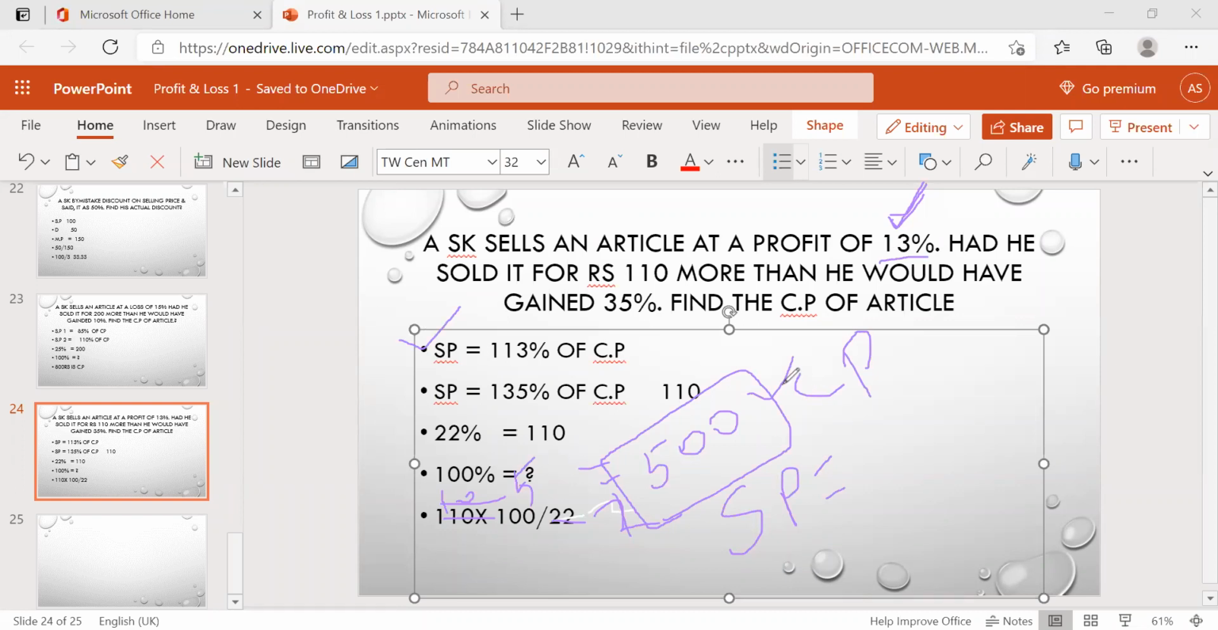Try to solve fast here. You just practice more. 650. 650. 13% is directly you can take, right? See here, don't do the calculation like 100% equal to 113% and then cross multiplication, not required. We know that 100% is, yes, right answer.